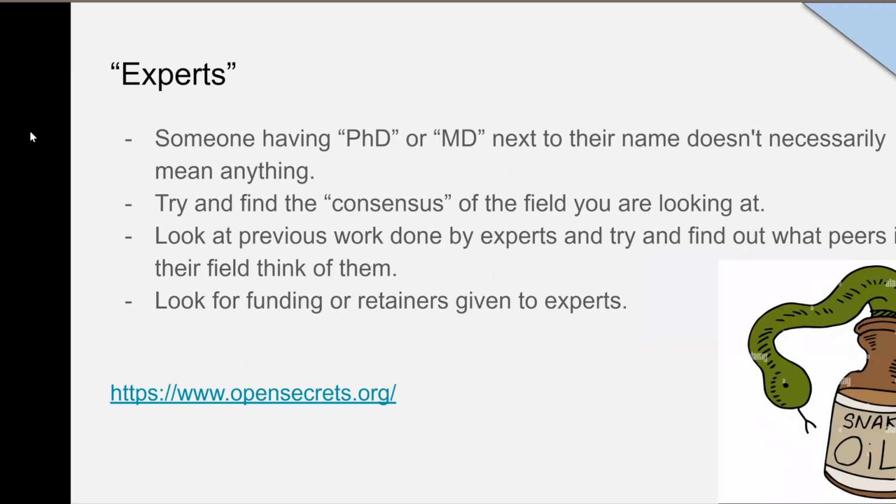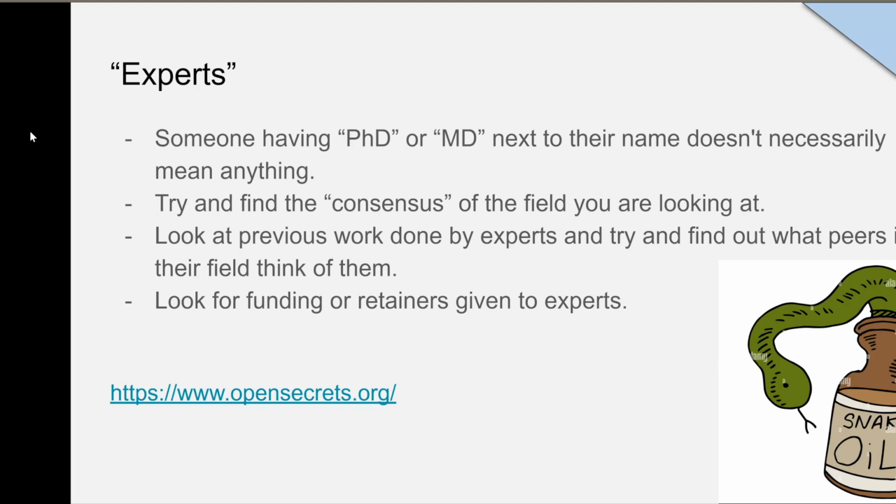So experts: someone having a PhD or MD next to their name doesn't necessarily mean anything. What field or specialty is the degree in? For example, a chiropractor doesn't have any special authority when discussing global warming. Same thing with a doctor, who doesn't really have any authority discussing theoretical physics.